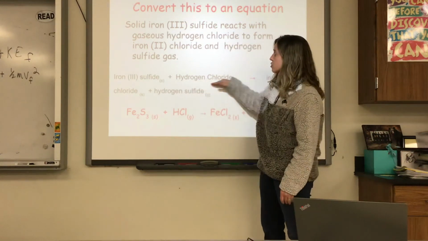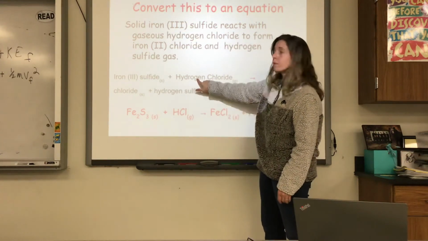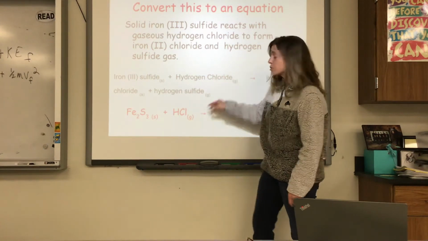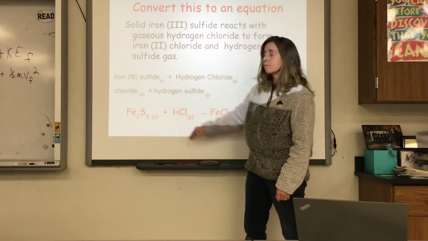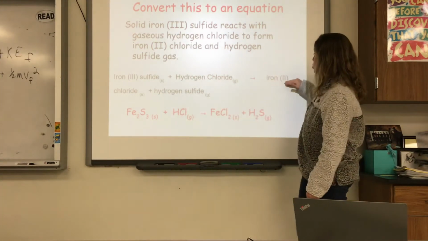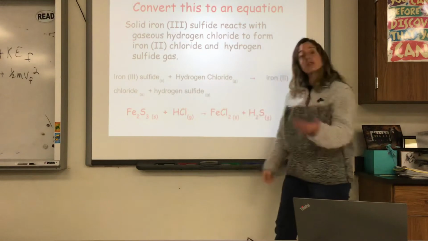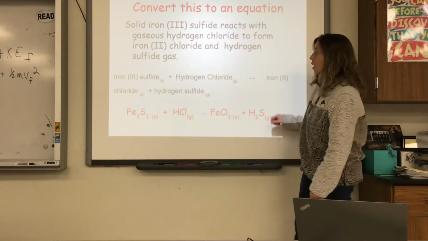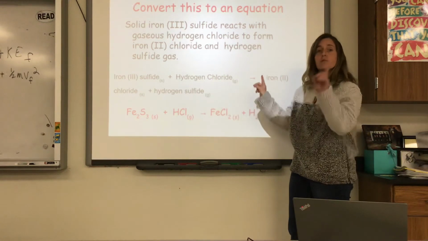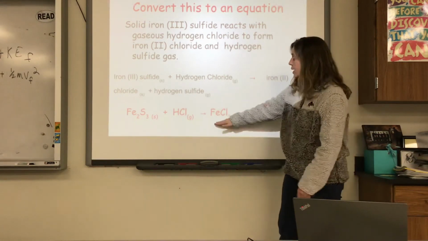Now you have hydrogen chloride. Hydrogen's a plus 1, chloride is a minus 1. They cancel, so you end up with HCl. Put your arrow in. Now we have iron 2 chloride. Iron 2 is a plus 2. Chloride is a minus 1. So a plus 2 and a minus 1, they don't cancel, so you crisscross. And you write FeCl2.